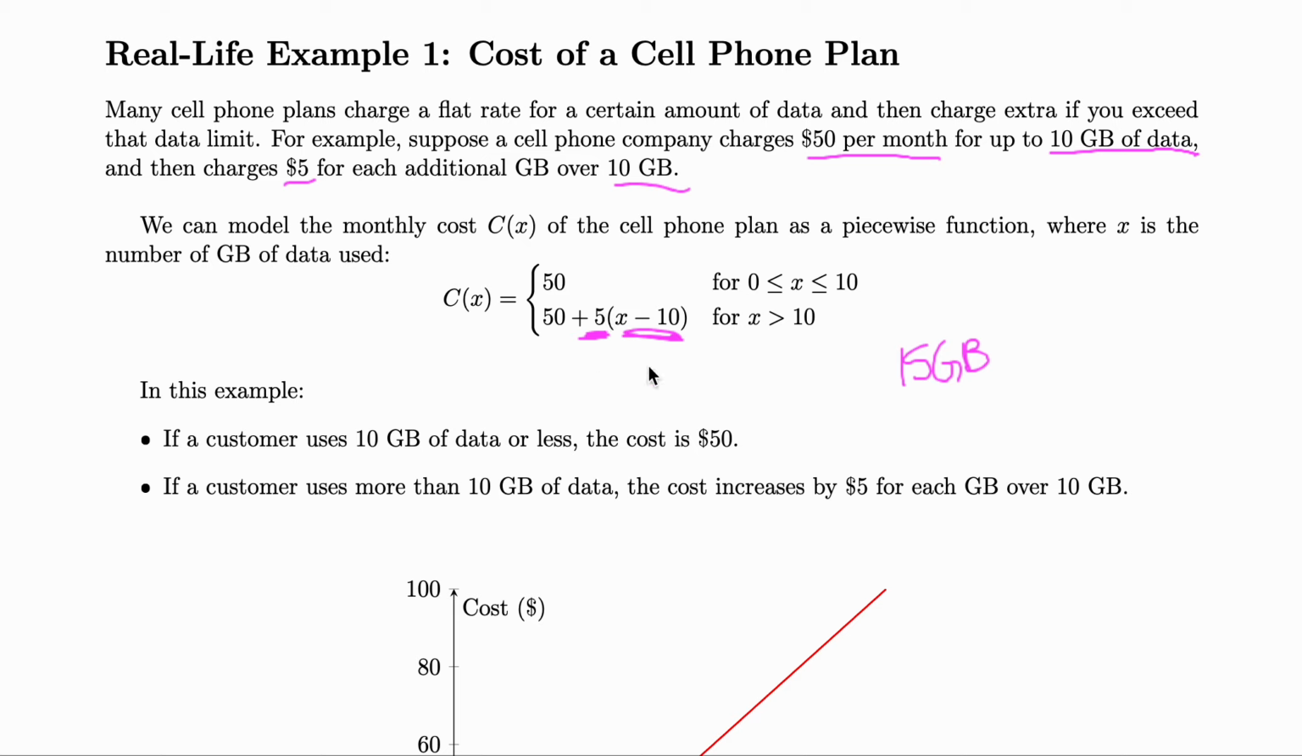So that's why we have to subtract there, because you can think of it as we already paid for this initial 10 gigs of data. You're only paying the $5 for the amount over that, right? So if we used 15 gigs, we would pay our initial $50, but then we would also pay $5 times the 15 minus 10 gigs, right? Or plus the 5 times the additional 5 gigs used. So it'd be 50 plus 25, which is 75.